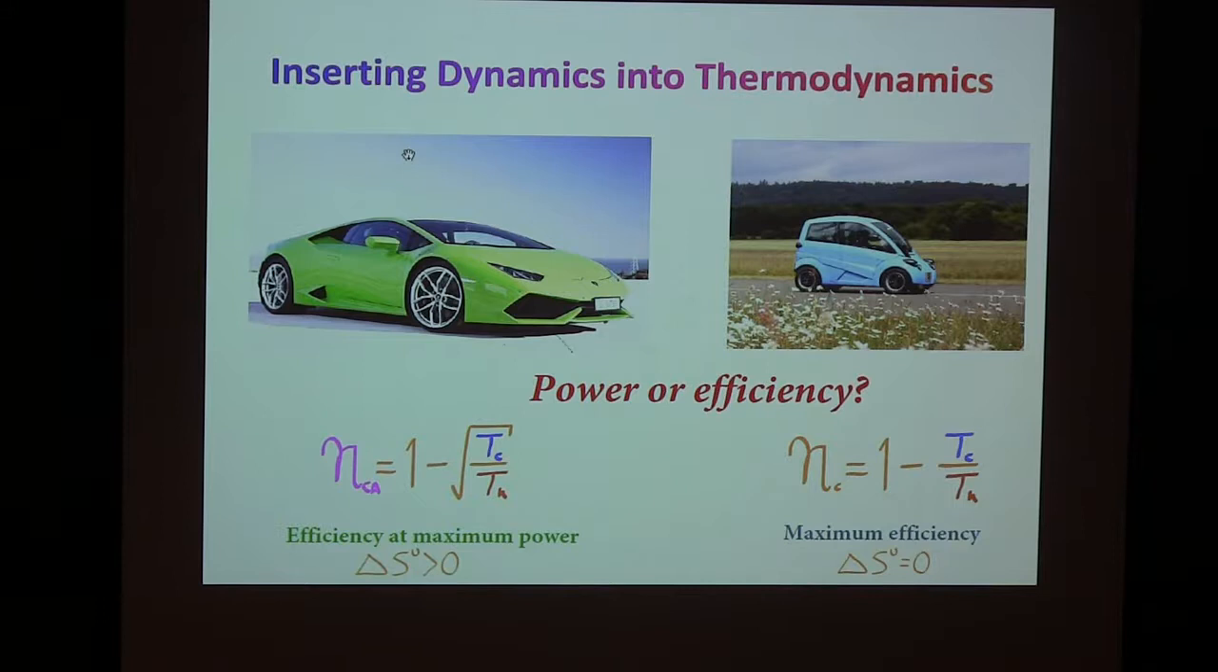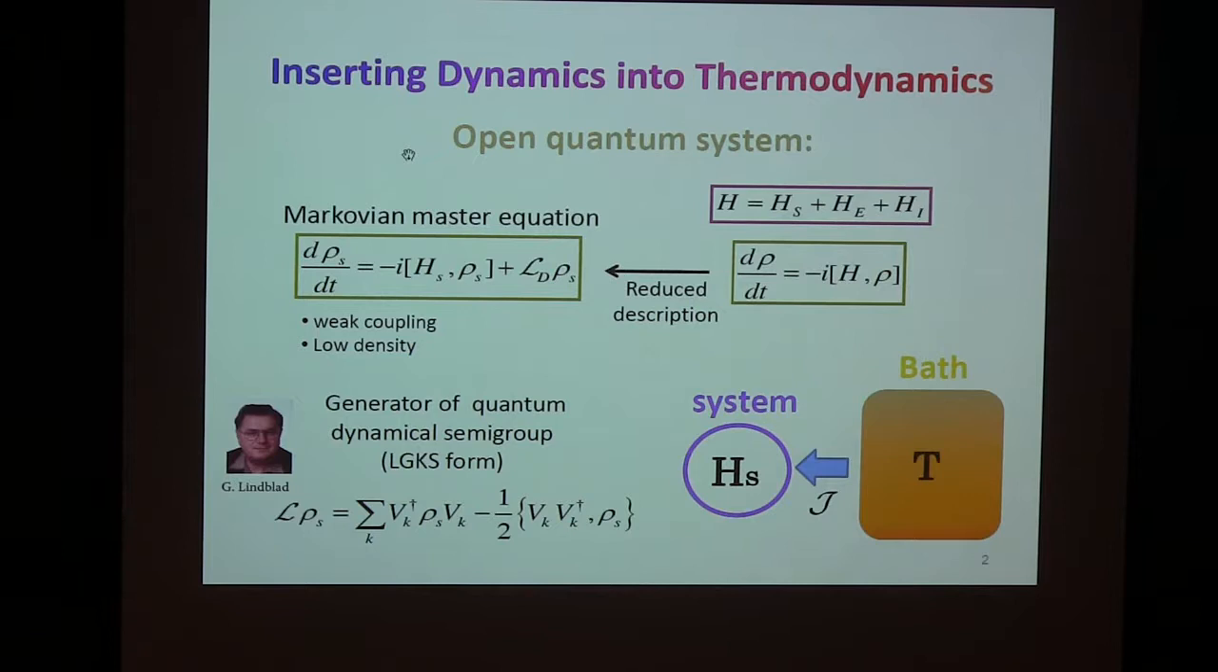Now, how do we put dynamics into thermodynamics? The theory is embedded in the theory of open quantum systems, and I won't go into describing the theory of open quantum systems. We have baths, and we mostly use this type of equation, which is a Markovian master equation, to describe the dynamics. And so we have a Hamiltonian part, a unitary part, and a dissipative part.